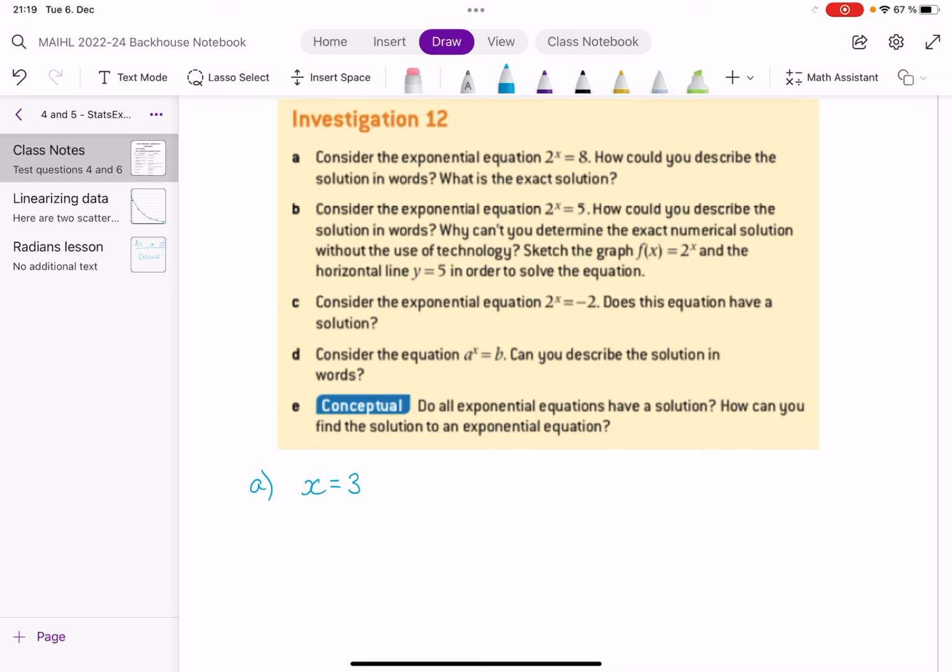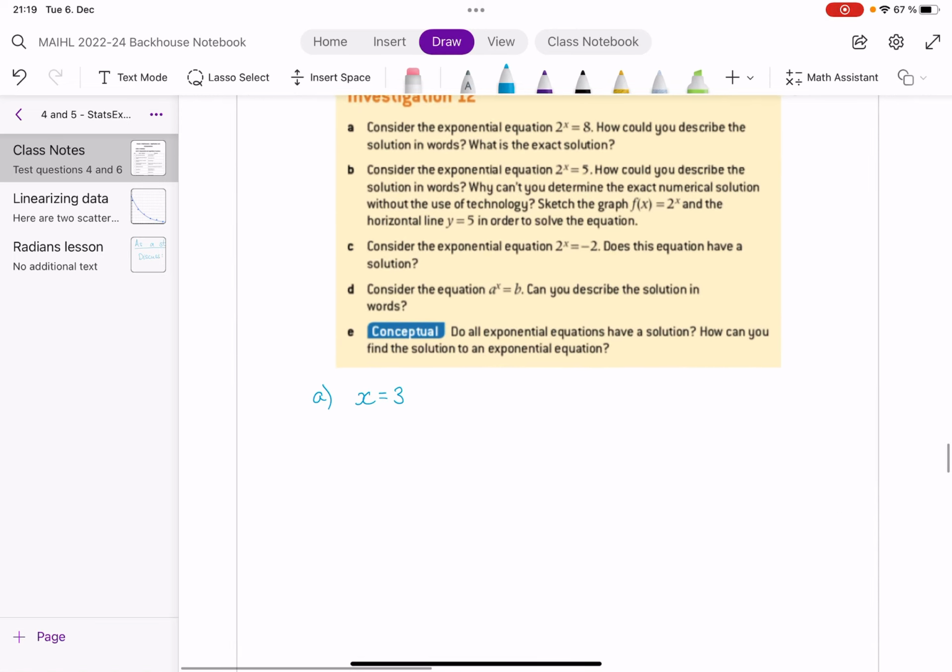And I think that helps with the next question. Consider the exponential 2 to the power of x equals 5. This once again means, what are we raising 2 to the power of in order to get 5 as our answer? But that's not so easy because we know 2 squared is 4 and 2 cubed is 8. So the answer must fall somewhere between x equals 2 and x equals 3. And trying to raise 2 to the power of 2.2 is not quite so straightforward. So we're not going to get an exact numerical solution.